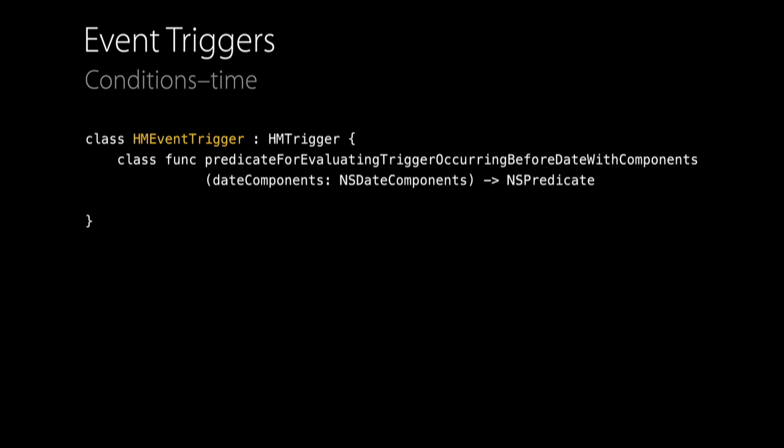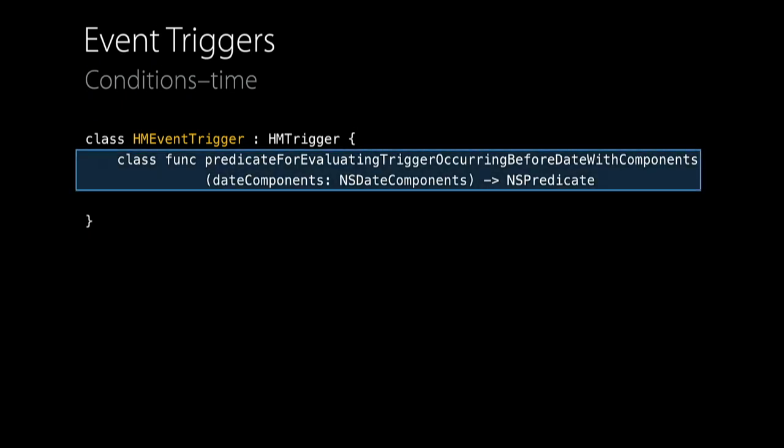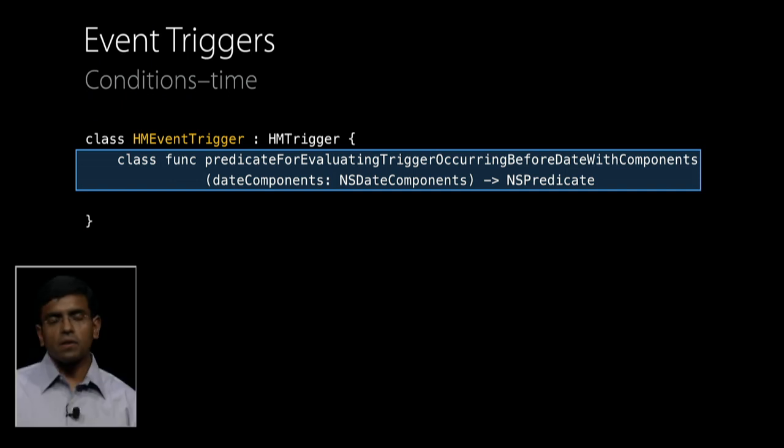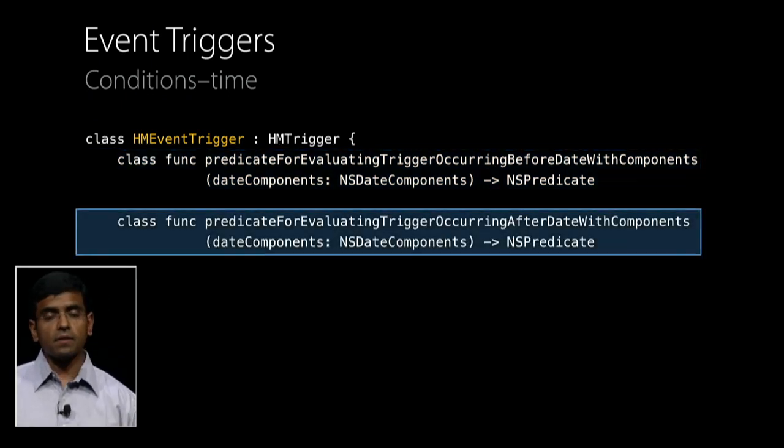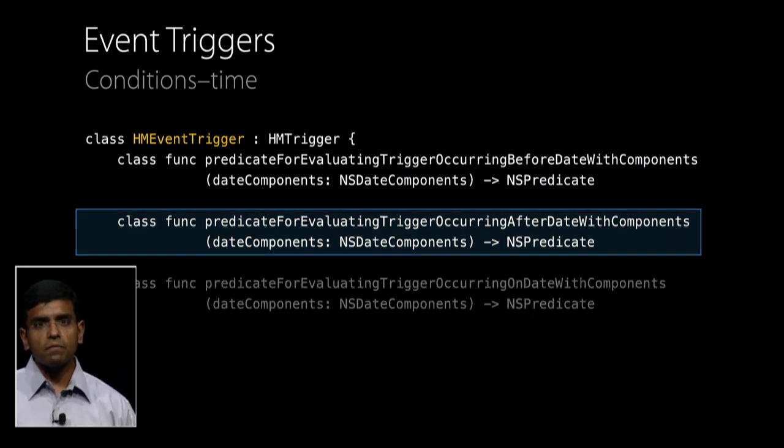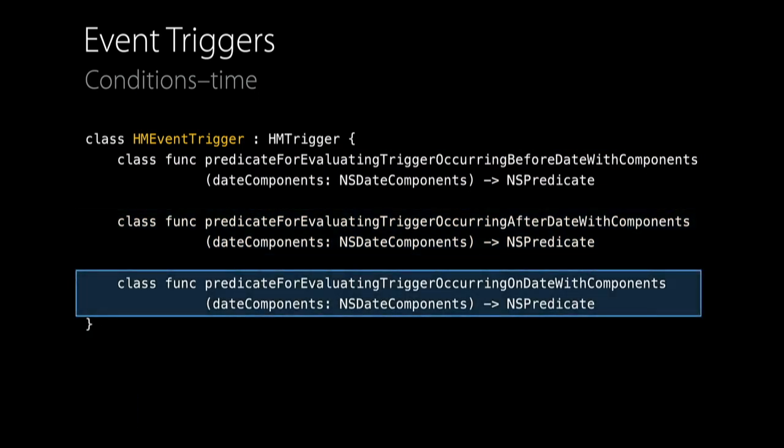On the HMEventTrigger class, we have a class method, predicateForEvaluatingTriggerOccurringBeforeDateWithComponents, that takes an NSDateComponents that you can configure. You can use this, for example, to create the before 6 p.m. condition. We have one for after date with components. And we also have the third one, predicateForEvaluatingTriggerOccurringOnDateWithComponents. This is really useful. You can use this to create a condition for a specific day, for example, Sundays.